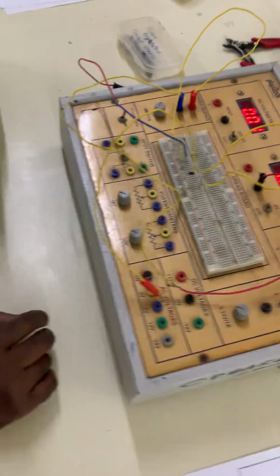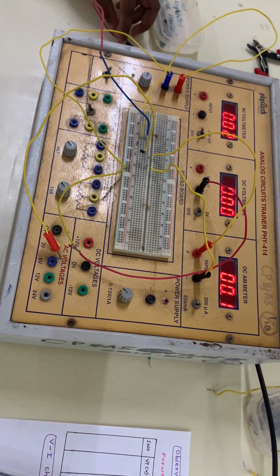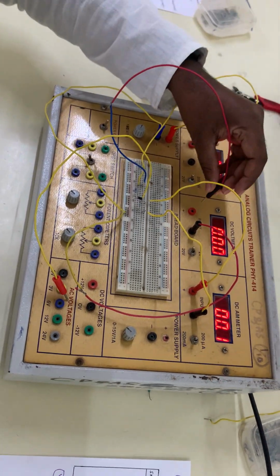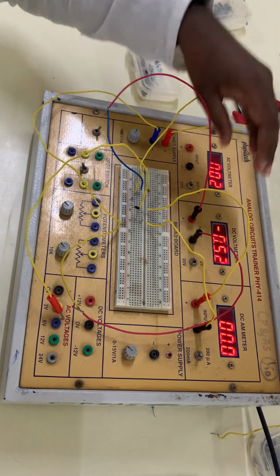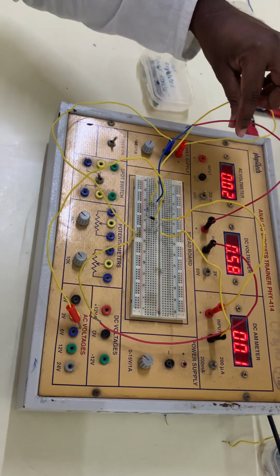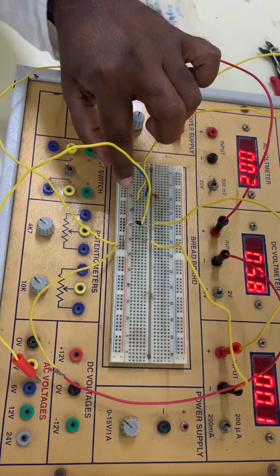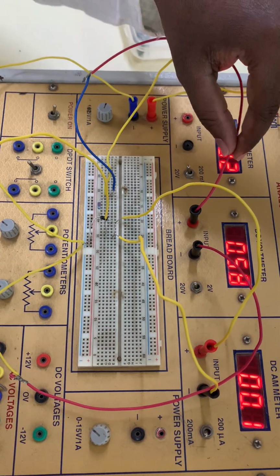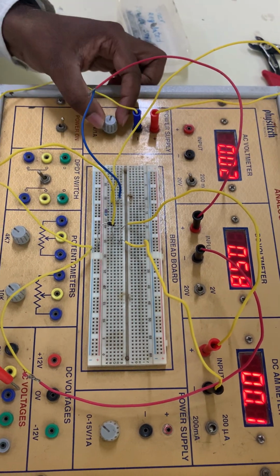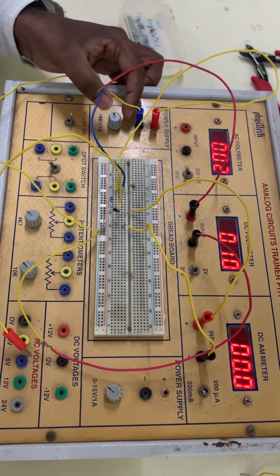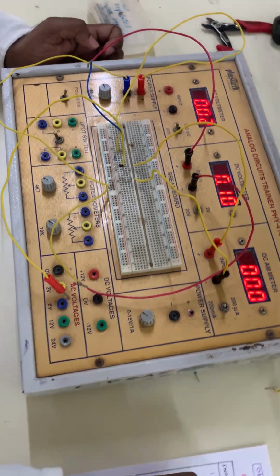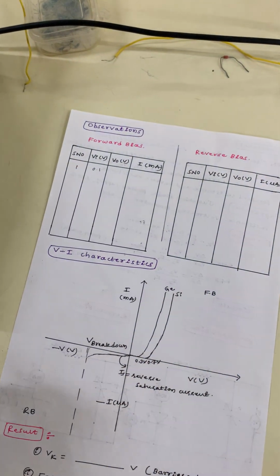Switch on the power supply. Now I am switching on the power supply. First you have to measure the input voltage. Wherever we connect the power supply positive, there I am measuring the input voltage. Now you have to set it. First 0.1 you have to apply, serial number 1. The input voltage is 0.1.